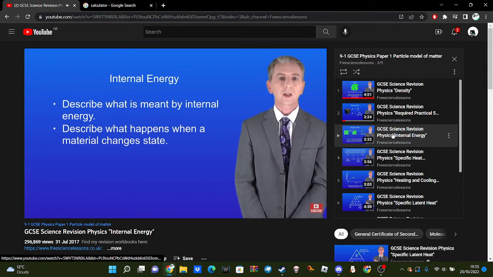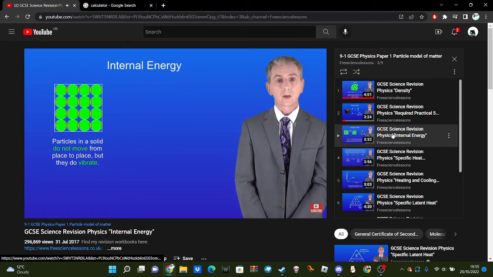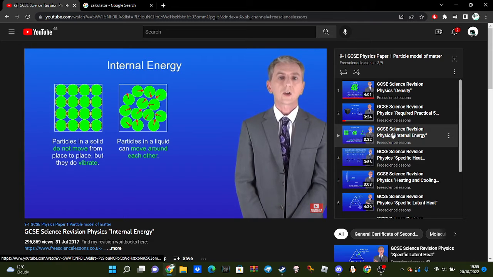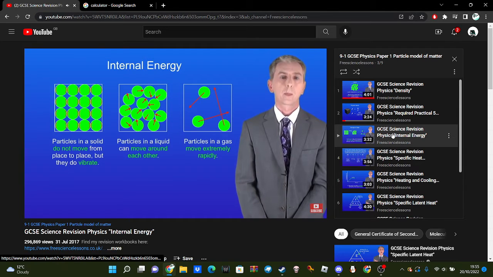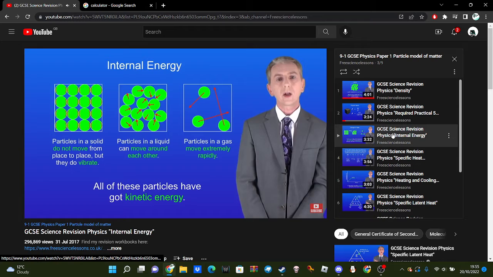We've already looked at the particles in solids, liquids and gases. Remember that the particles in a solid do not move from place to place, but they do vibrate. Particles in a liquid can move around each other, and particles in a gas move extremely rapidly. So what this means is that all of these particles have kinetic energy.